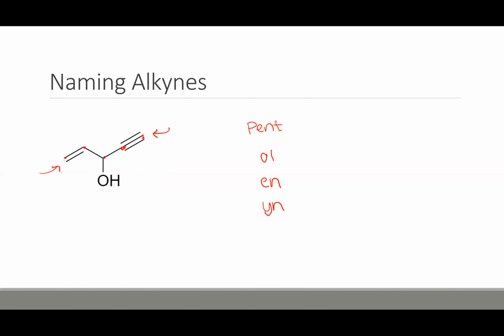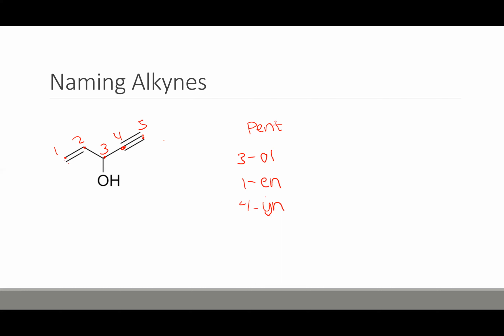So here, if we start on this end, we give priority to the double bond, and if we start on this end, we give priority to the triple bond. As I just said before, double bond wins in this contest. So we'll start from this side. 1, 2, 3, 4, 5. That means our alcohol is on position 3. Our double bond is on position 1. And our triple bond is on position 4.